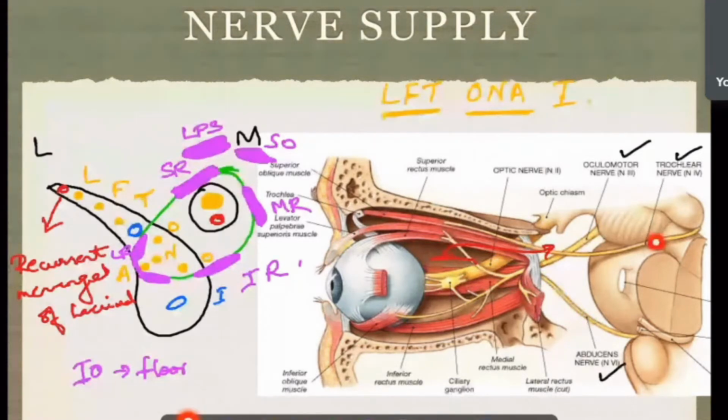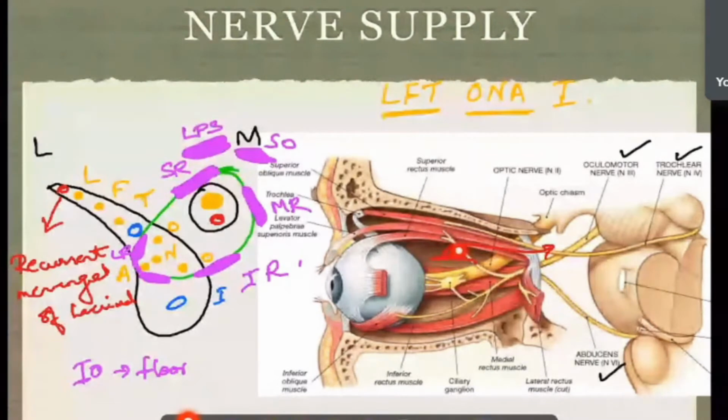Which is now trochlear nerve, this is trochlear nerve, and this is the abducent nerve. Abducent nerve is supplying which muscle? This is the lateral rectus. Trochlear nerve supplies superior oblique muscle. Okay, superior oblique alone is supplied by the trochlear nerve, and you can see this is the oculomotor nerve, and you can see the two divisions of oculomotor nerve.